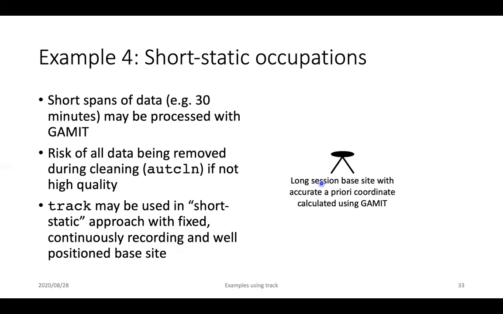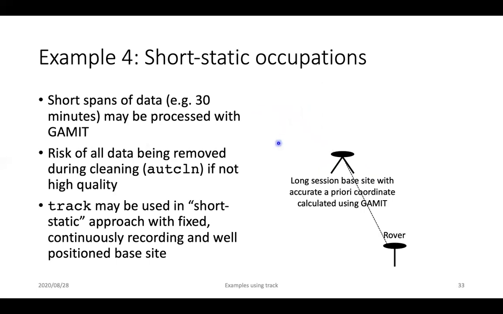So here's a base site with a long session and an accurate a priori coordinate calculated in gamut. Around the site that maybe is set up for 24 hours or 48 hours, we have another site that is only recording perhaps 30 minutes of data, and we want to know where this site is. So we can use the well-known coordinate of the fixed site and just simply process track using this baseline, where this is fixed and this has 0 process noise, so that we only get one single position for the whole 30 minutes of data.